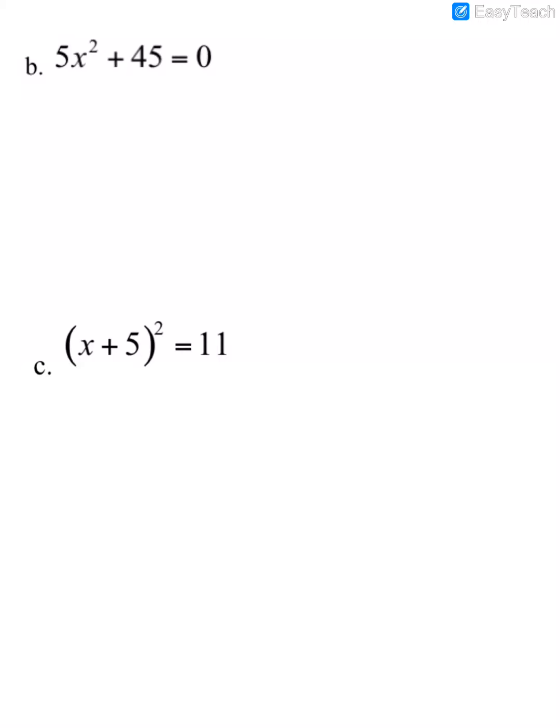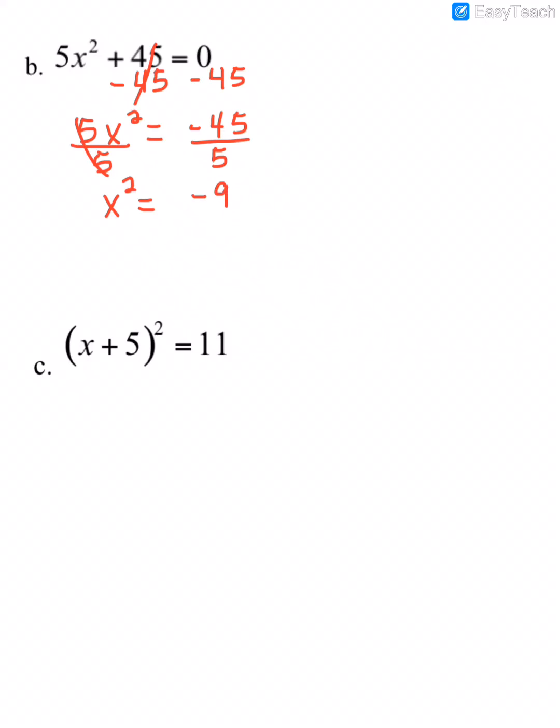Alright, here's another one that we're going to do using the square root property. Remember, the first step is to get whatever's being squared by itself, and in B, the thing that's being squared is x. So I'm going to subtract 45 from both sides. And that gives me 5x squared equals negative 45. And then I'm going to divide both sides by 5. So I get x squared equals negative 9.